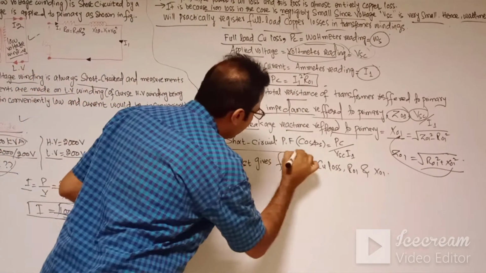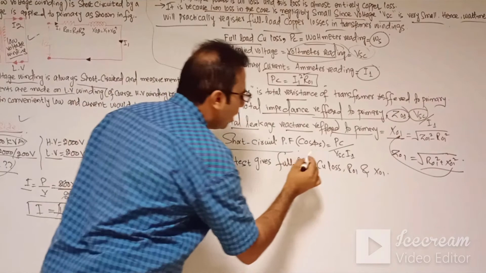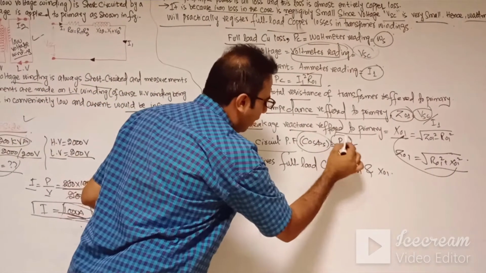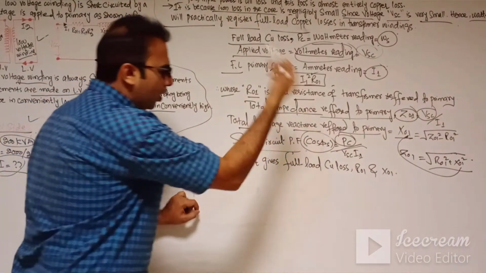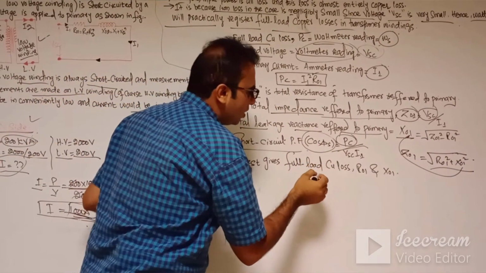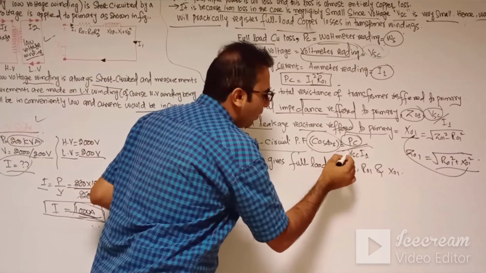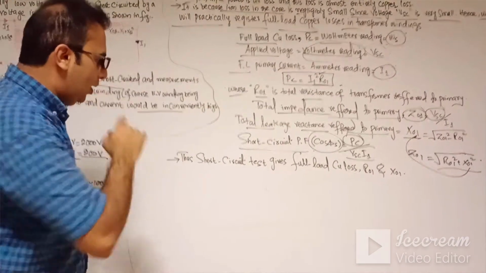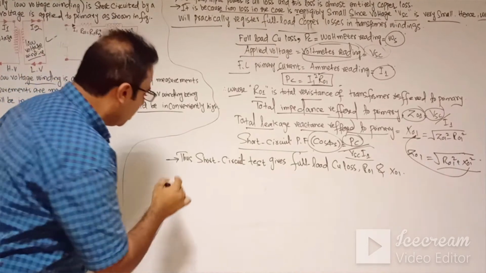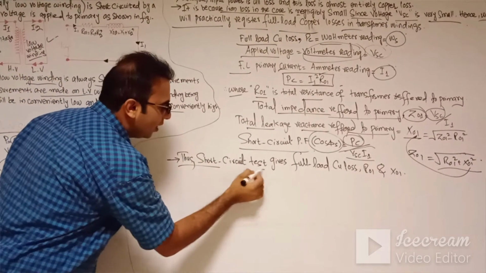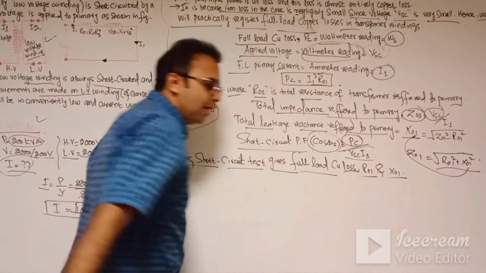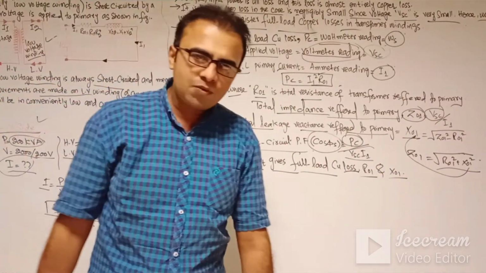Now the short circuit power factor. The short circuit power factor can be measured as cosine phi s is equal to the power, given by the wattmeter reading, divided by VSC times I1. You can find out the power factor in the short circuit test of the transformer. So the short circuit test gives the full load copper loss, and the RO1 and XO1 components of the transformer.